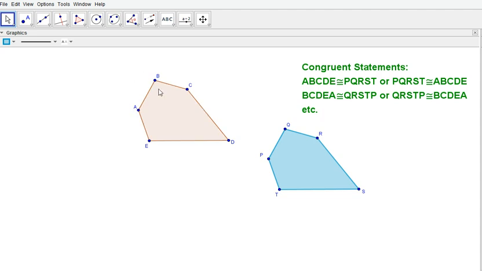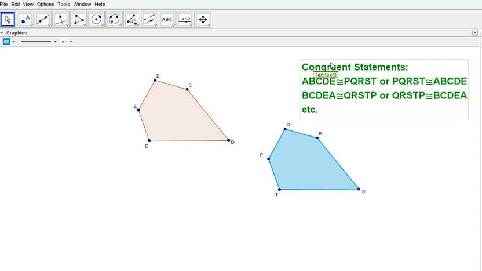If I said that ABCDE was congruent to QRSTP, that would not be a congruence statement because that would mean AB is congruent to QR. And AB is not congruent to QR. You understand what I'm talking about here? So when I say BCDEA is congruent to QRSTP, then I look at B, that's my first letter, B, C, D, E, A. And then I look at this one, it says QRSTP. So I've got to do these things in order.